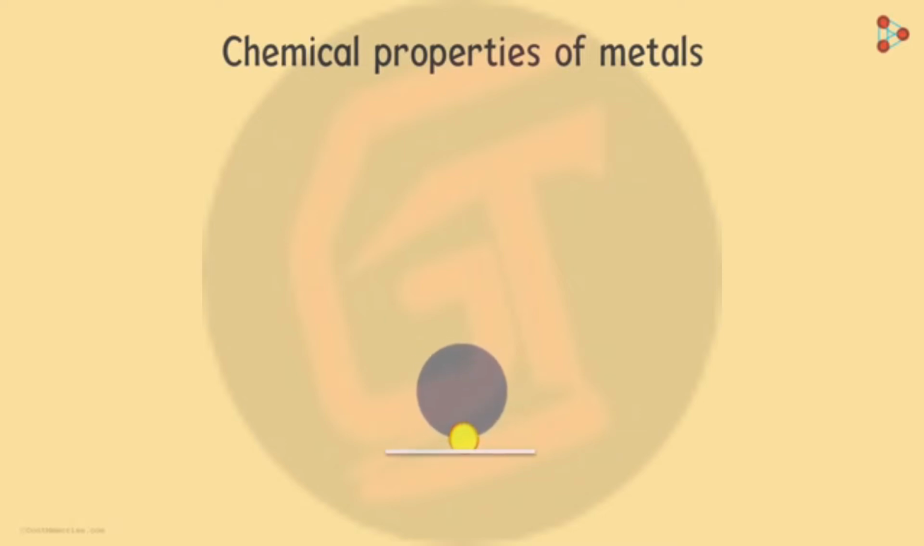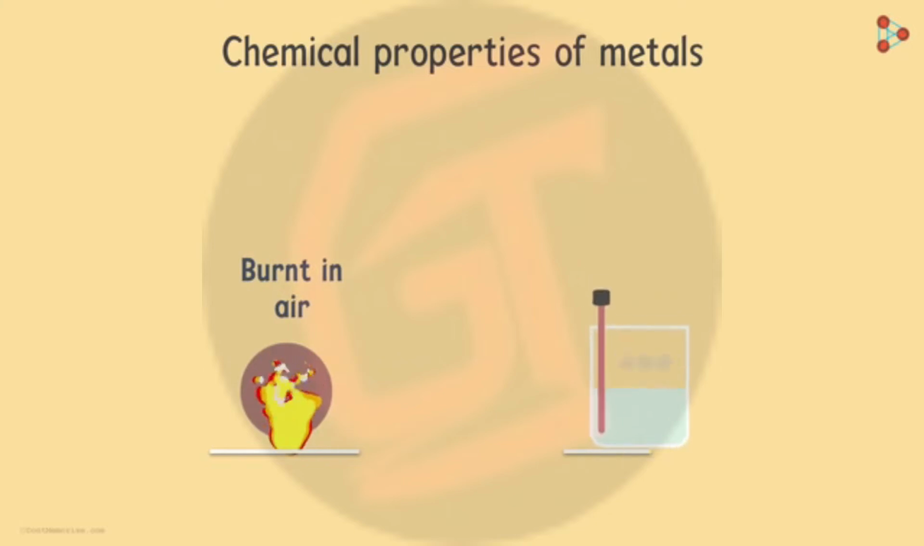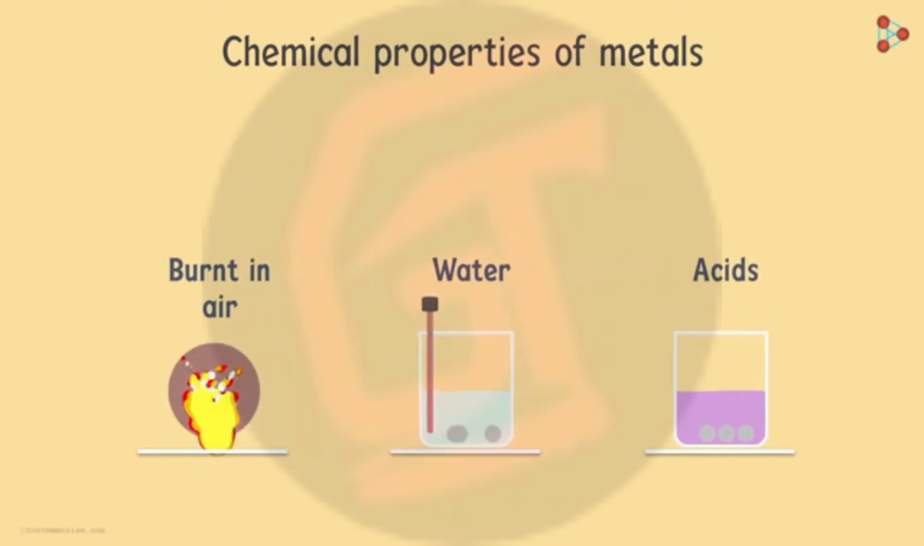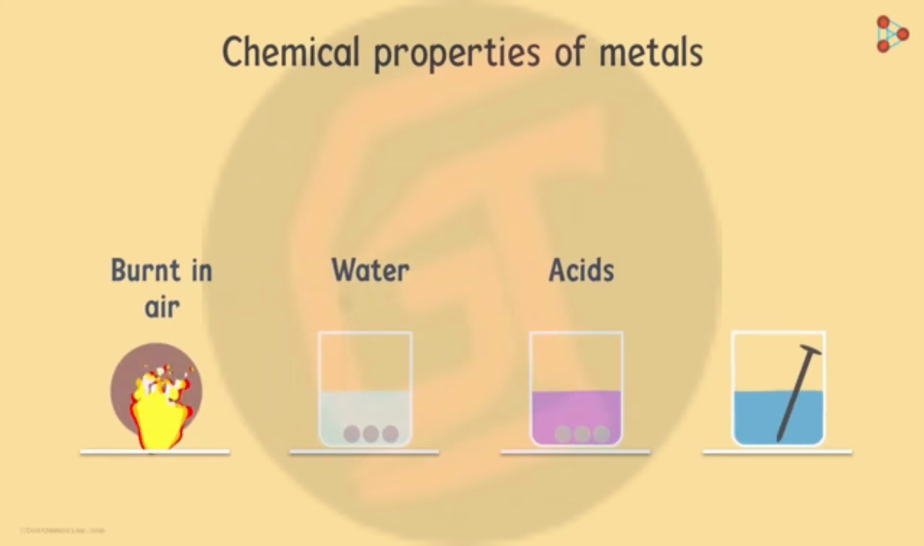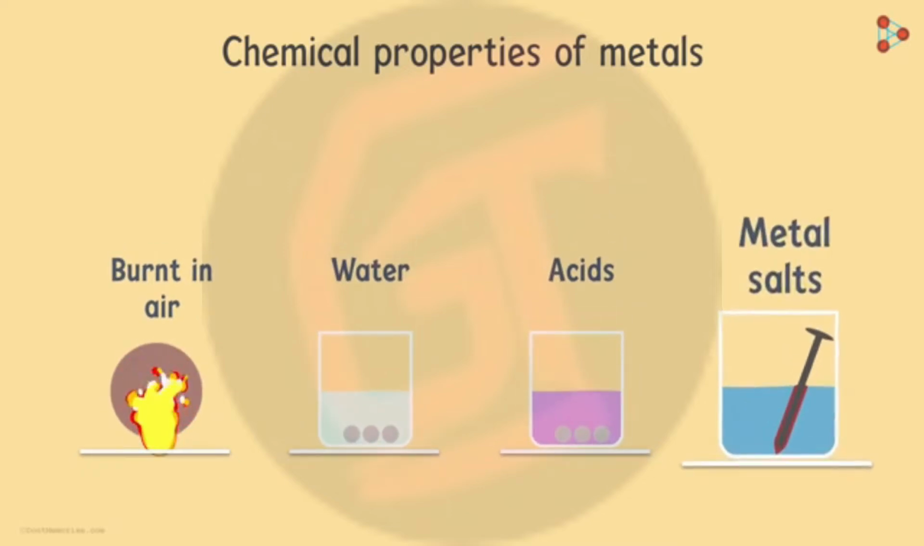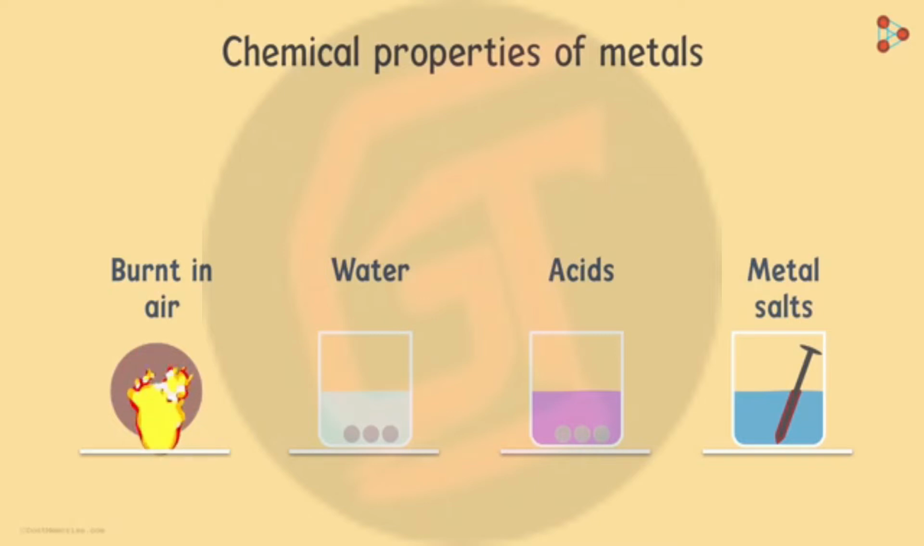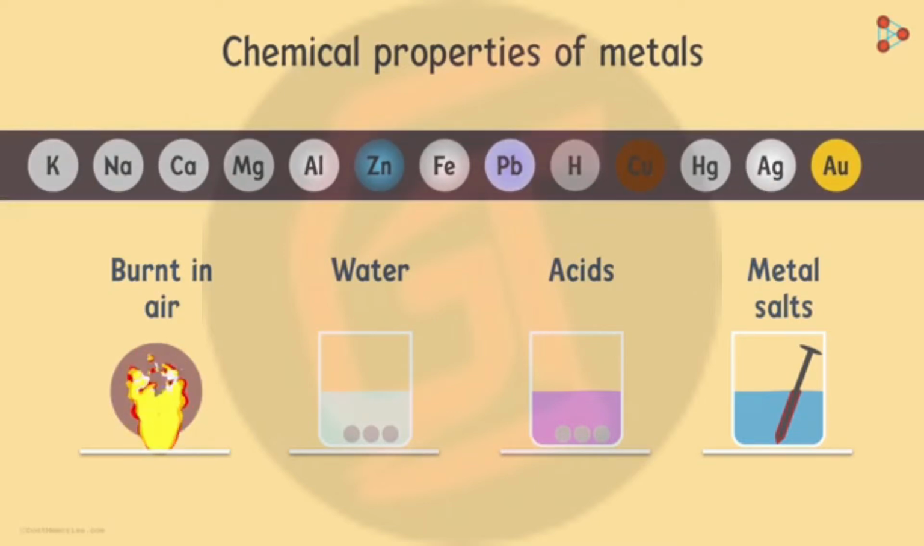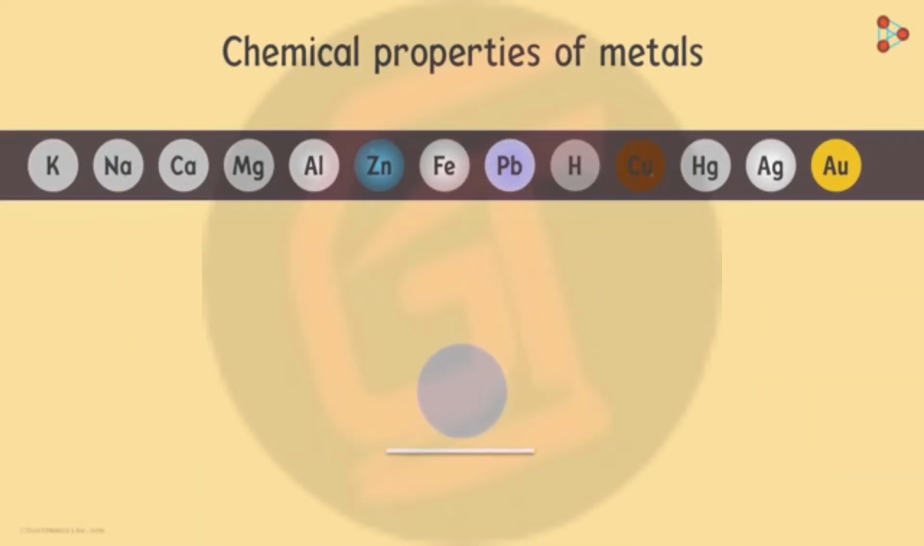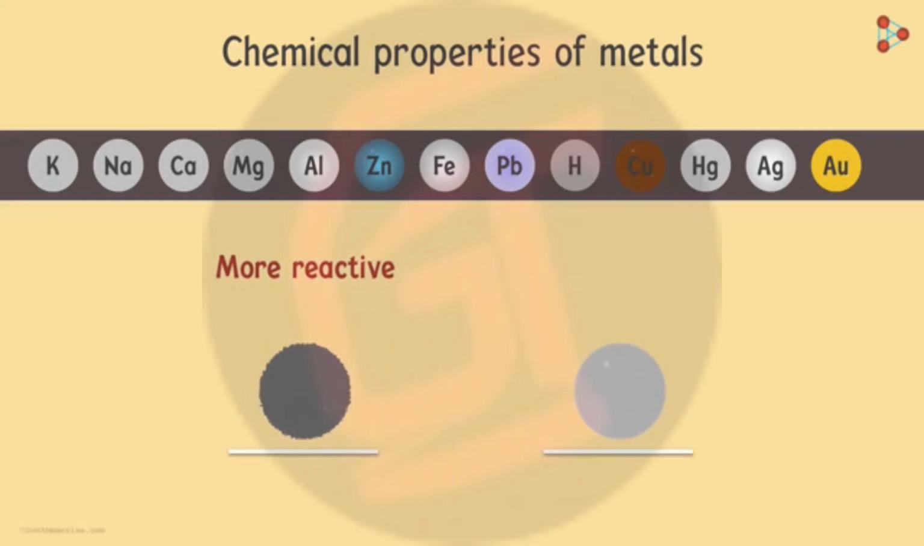We will see what happens when metals are burnt in air, when metals react with water, when metals react with acids, and lastly, when metals react with solutions of other metal salts. Now in all these four categories, there's just one simple thing we will do. We will look at how reactive the metals are. If the metals react easily, may it be with oxygen or air or anything else, we say that they are more reactive. When it's more difficult for them to react, we say that they are less reactive.